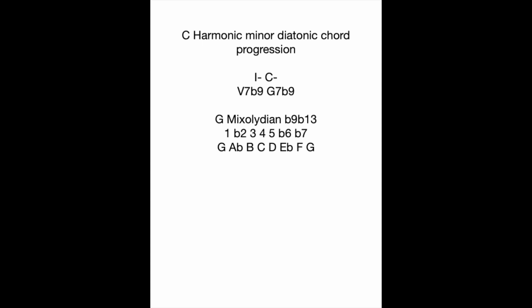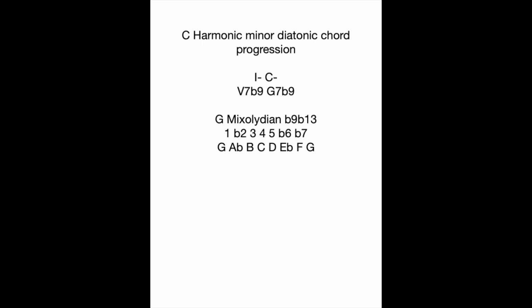The modal name for this scale is Mixolydian flat 9 flat 13, but musicians will often refer to it simply as harmonic minor from the fifth degree. You can analyze the other chords and modes of harmonic minor, but they are much less utilized and are not necessary for basic musical proficiency.